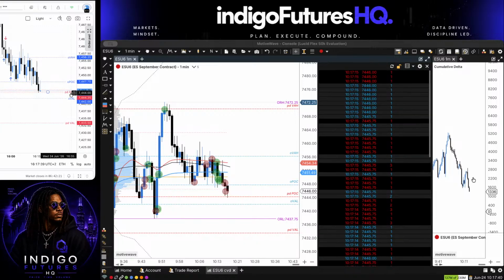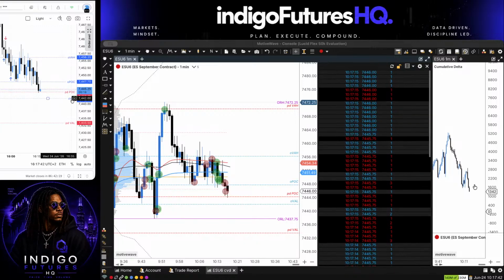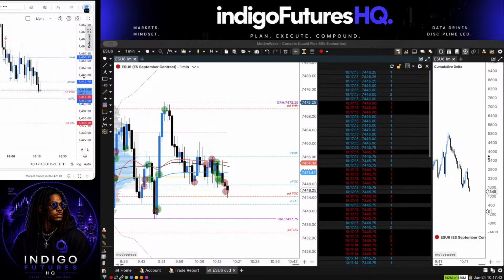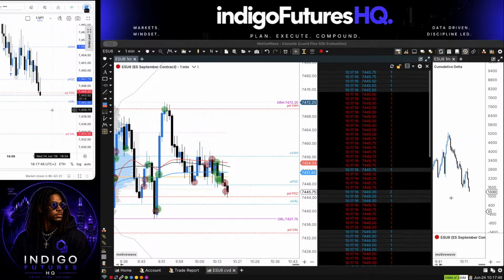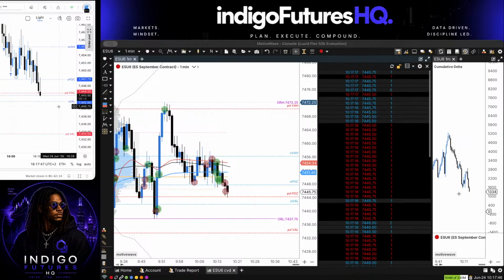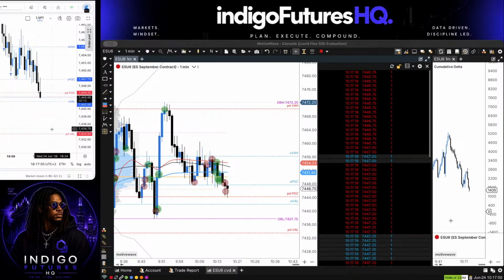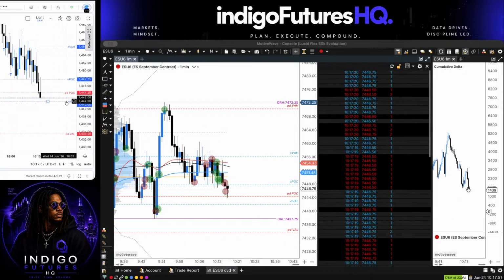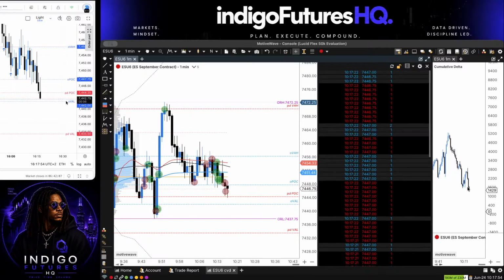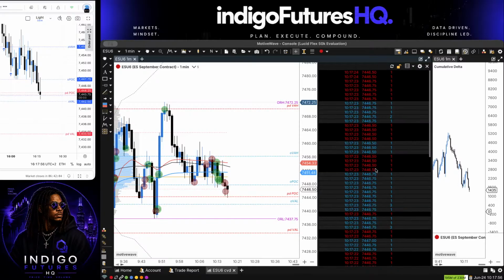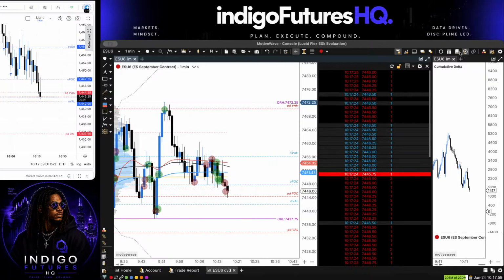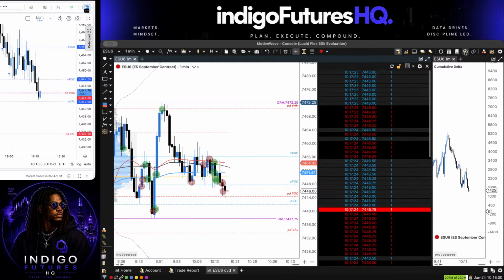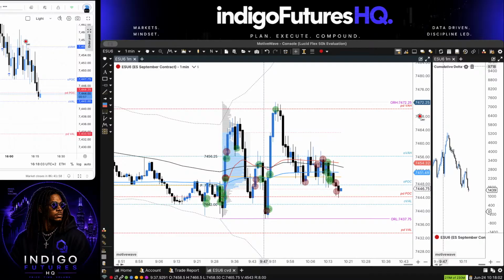Control. Let's wait for the break of it and then we'll try a retest. And that's the break. I think even better would be an overnight value area low. I mean, at this point, what do we even do?